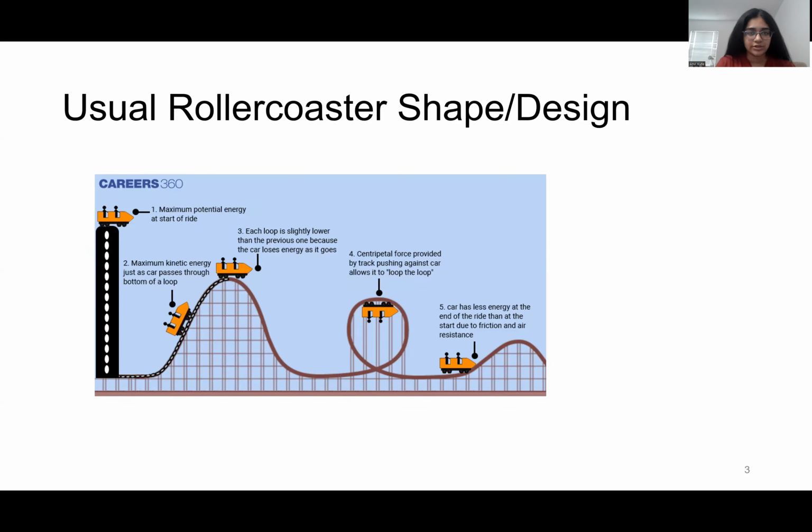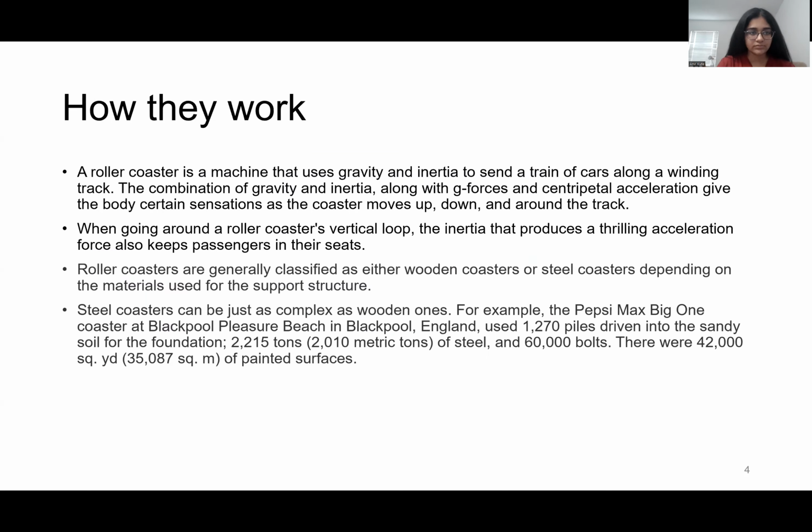This is a typical shape or design of a roller coaster, which is made of steel. A roller coaster is a machine that uses gravity and inertia to send the train or cars along a winding track. The combination of gravity and inertia, along with g-forces and centrifugal acceleration, gives the body certain sensations as the coaster moves up and down around the track. When going around a roller coaster's vertical loop, the inertia that produces a thrilling acceleration force also keeps passengers in their seat.